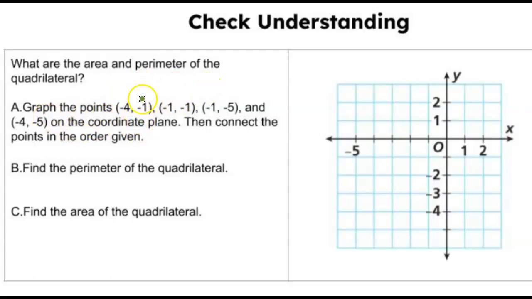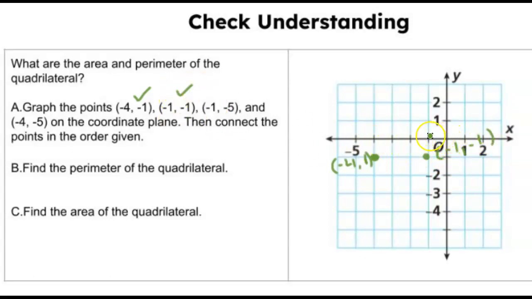First, we have to graph it. So we have -4, -1. I ran backwards to -4 and I fell down to -1. I'm going to go ahead and label it with the ordered pair next to it. So let's look at our second one. I'm going to run backwards to -1 and I'm going to fall to -1. So I have -1, -1.